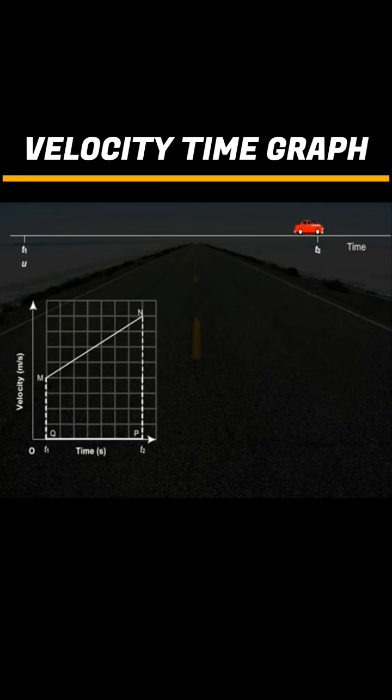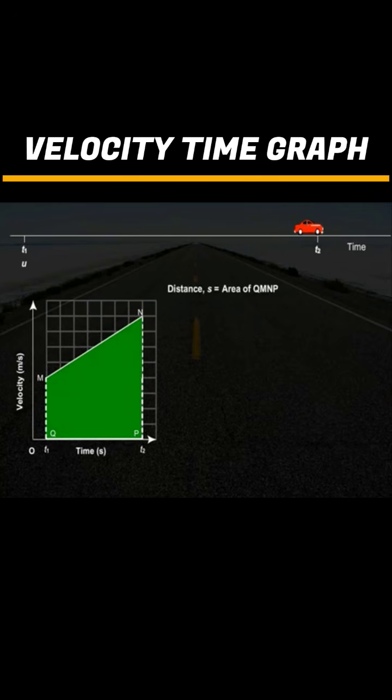Fine. Now the task that we have is we need to find the total distance that it has covered, and we need to use our graph for that. Now it's a velocity time graph. So this trapezium QMNP, yes, the area of this trapezium is what will give us the distance. And how do we find the area? Simple geometry. Area of this rectangle MTPQ plus area of the triangle MNT.